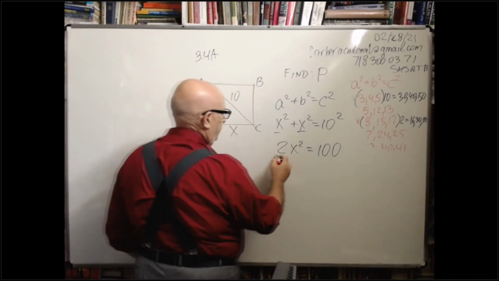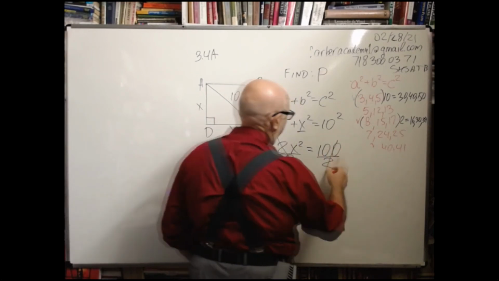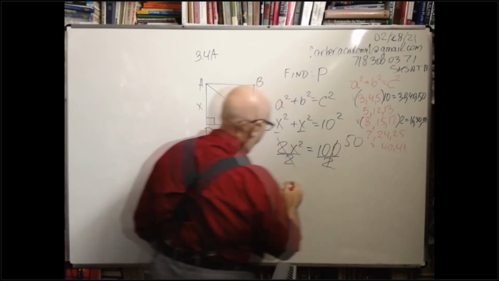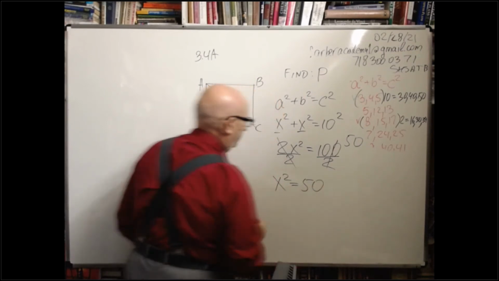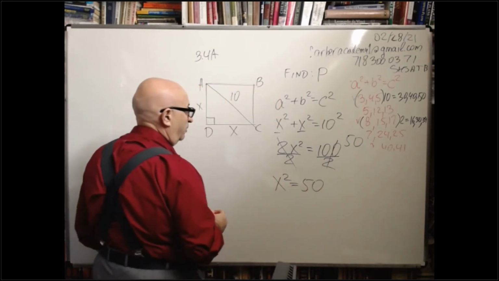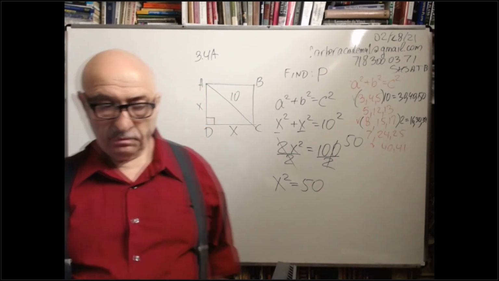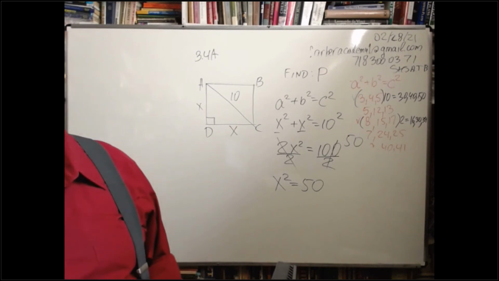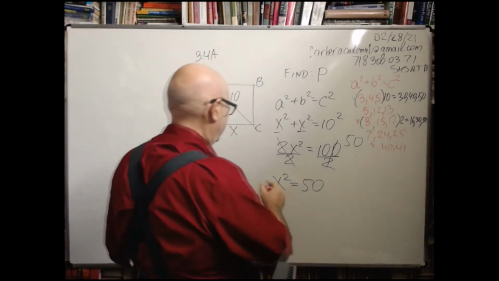Inverse operation is division. I divide both parts by 2. 50. X to the second equals 50. How to find x, Katya? You take the square root of 50. A plus. Good answer.